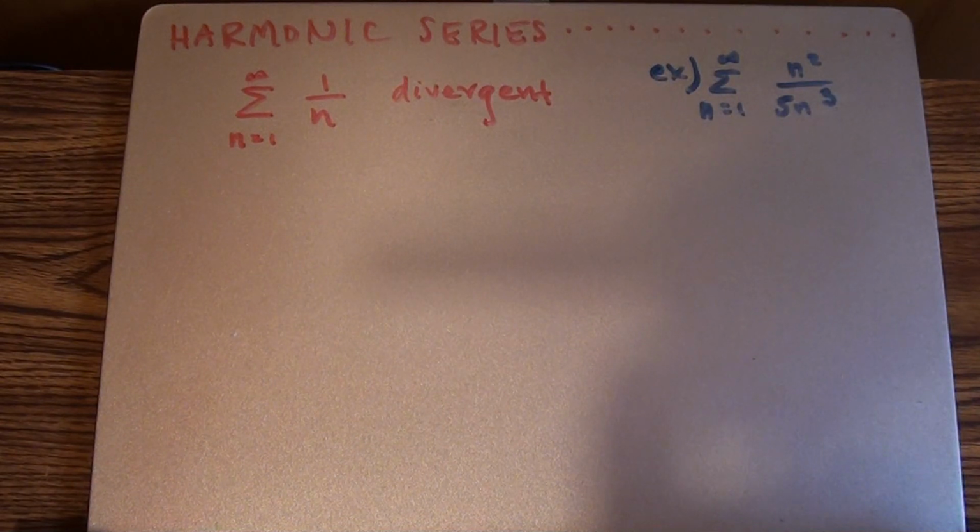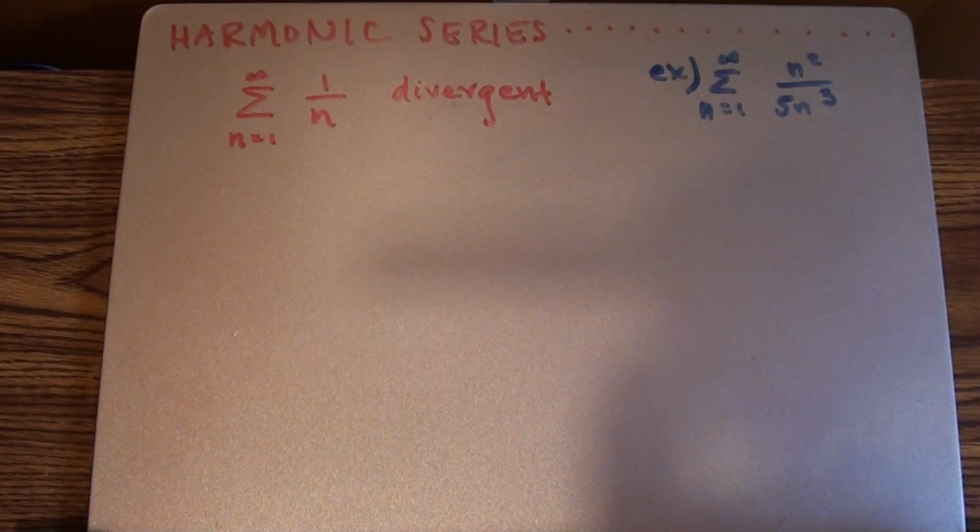Hello again. In this video we're going to be talking about the harmonic series. A harmonic series is any series of the form written on the board, a series from 1 to infinity of 1 over n. And we know that every harmonic series is divergent. And like I said, it could be any series of this form.